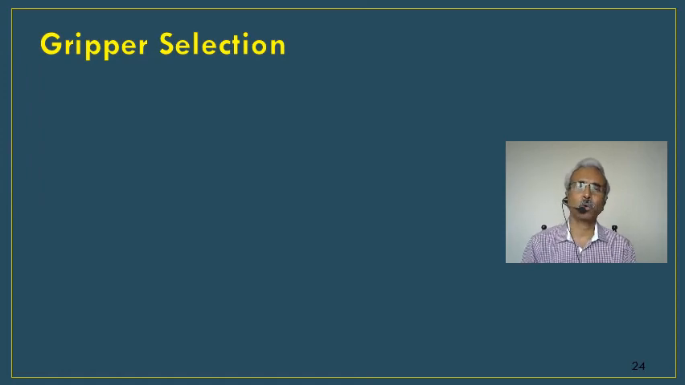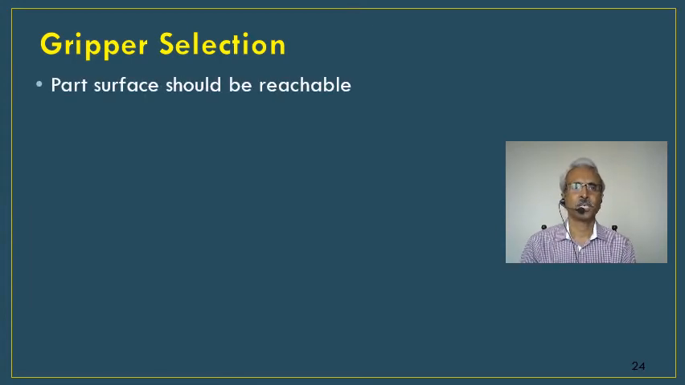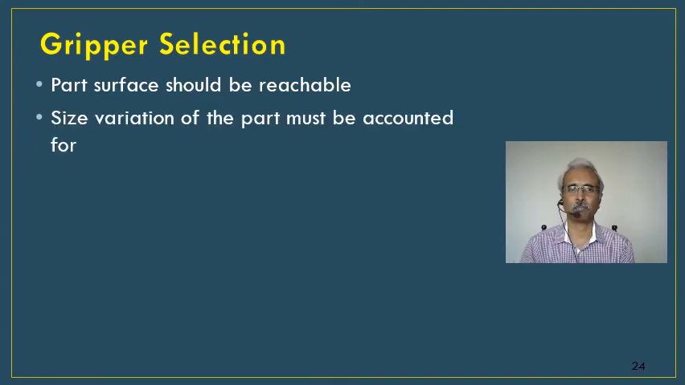So let's see what are the various things or points or parameters that you have to keep in mind when you're selecting a particular type of gripper. The first one is the part surface should be reachable. Especially when you have fingered grippers and there is a part, it must be able to access, go and then catch hold of it or grasp it. So reachability or accessibility should be easier. That is very, very important for a gripper.